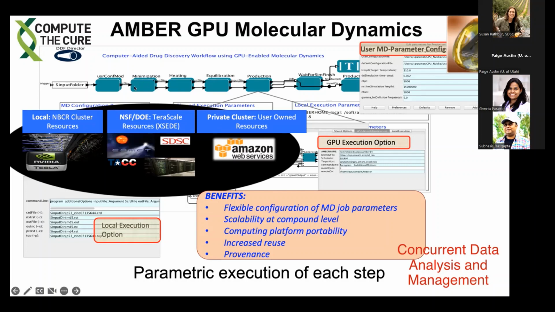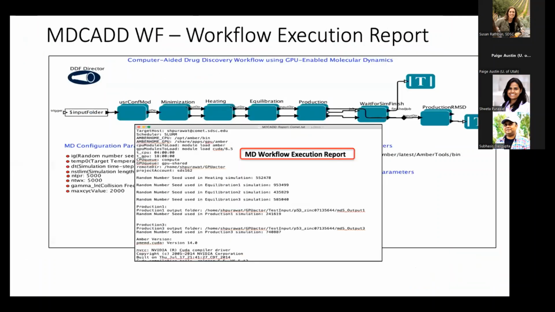And also you can reuse different actors in different scenarios. So let's say you do not want to have a heating step in one of your workflows, you can just connect configuration module, minimization, and equilibration, and then just skip the heating step. So you can reuse your components. And then you can share this pipeline with your teammates. You can generate execution reports.